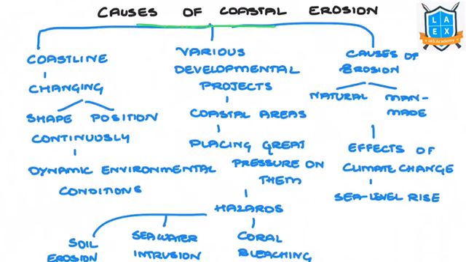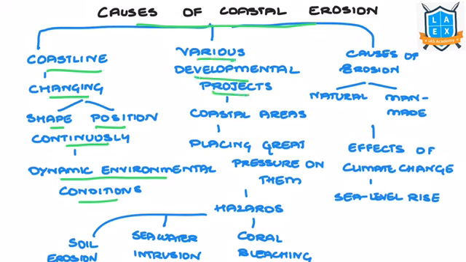The causes of coastal erosion. The coastline keeps changing its shape and position continuously due to dynamic environmental conditions. Various developmental projects are made in the coastal areas, placing great pressure on them and leading to various hazards like soil erosion, seawater intrusion, coral bleaching, etc.